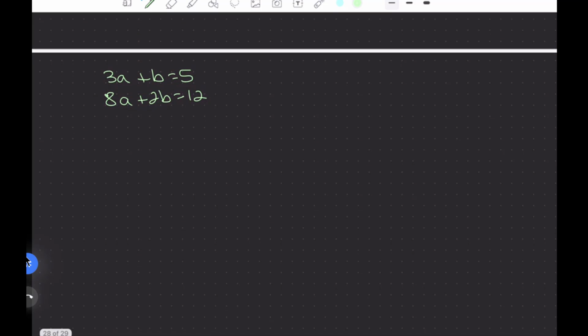Yeah, yep. So you got to make that choice if you want A or B. I think eliminating B is going to be easier. Okay. So we got to look at these guys. So if I multiply the top by -2, then I can eliminate my B's. So I'm going to multiply the top, everything by -2. So I'm going to get what? -6A minus 2B equals -10.